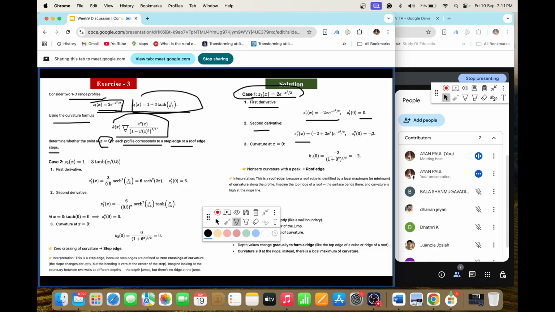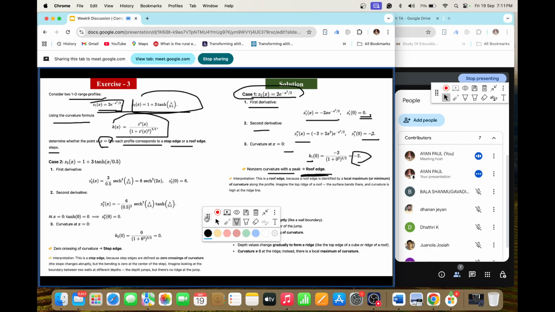And if you calculate the curvature formula, the curvature at point x equals 0 is given by this formula, k10. So just put in the values: z double dash x will be minus 2, and in the denominator 1 plus z dash x, where z dash x is 0, so 1 plus 0 to the power 3 by 2 remains 1. So your answer is minus 2. So it is a non-zero curvature with a peak, and that is why we can term it a roof edge.